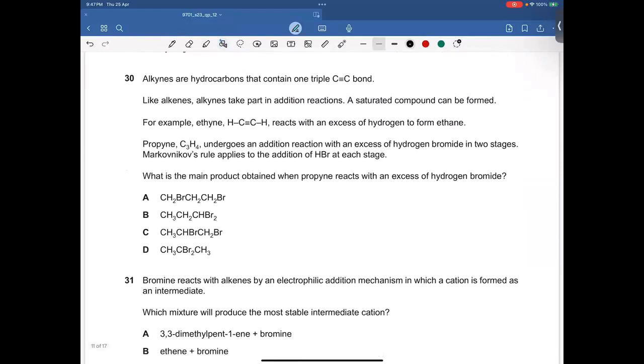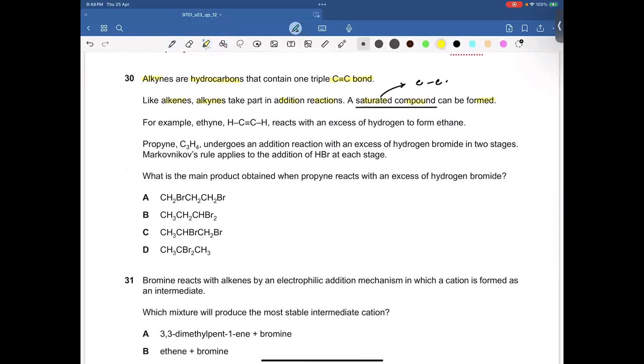Question number 30. Alkynes are hydrocarbons because they consist of carbon and hydrogen only, and alkyne is the class of compound which contains a triple bond between the carbon atoms. Alkynes take part in addition reactions. A saturated compound can be formed. Saturated compound means that a single bond between the carbon atoms exists.